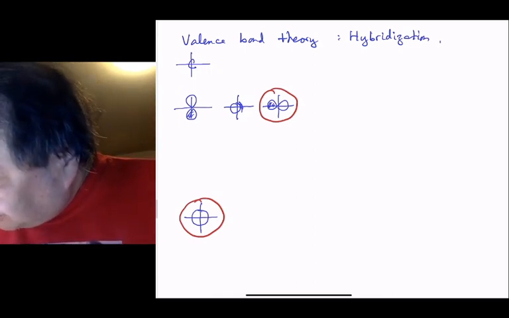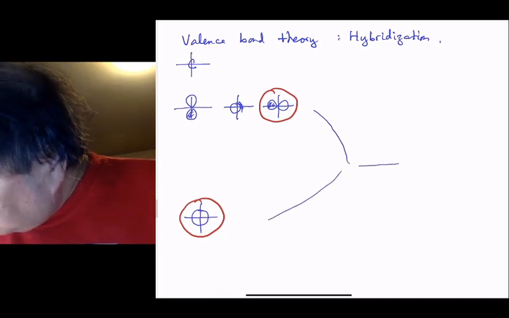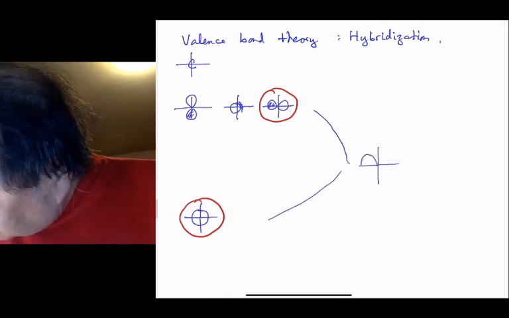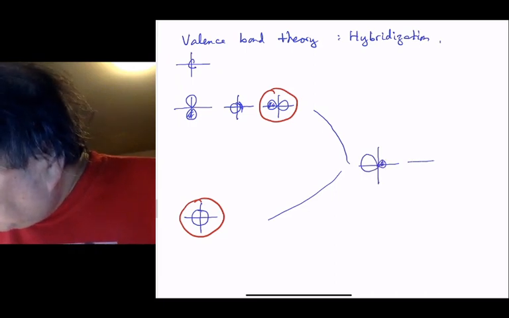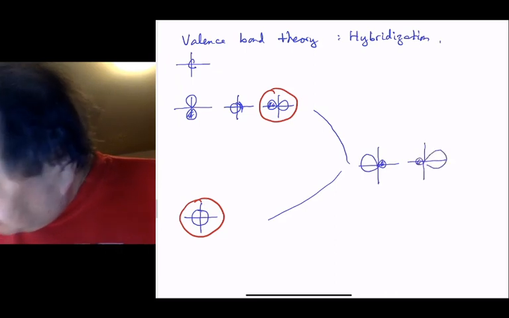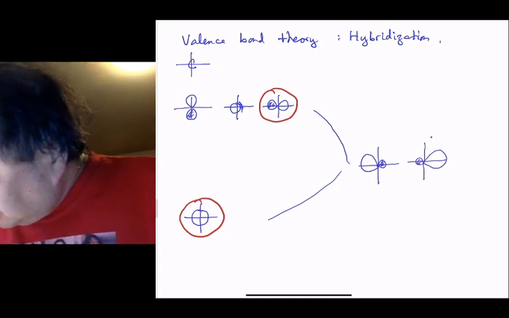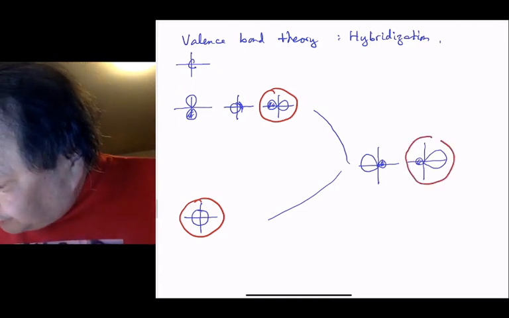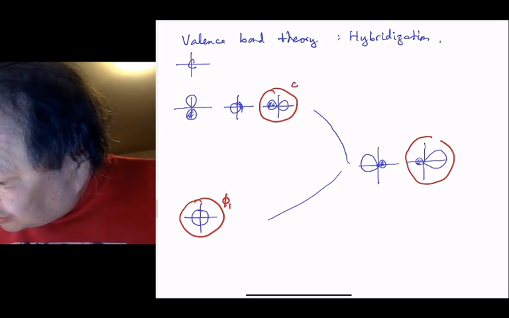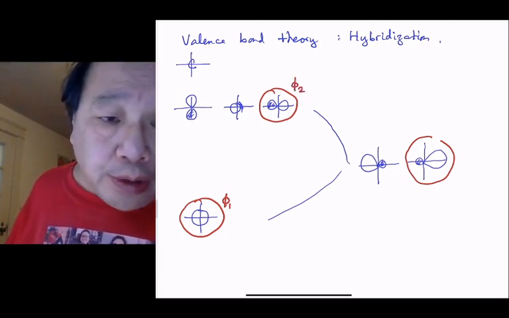left, and the hybrid on the right. This one here, I'm going to call this guy phi 1, this one phi 2. The one I just circled there, is it psi 1 or psi 2?